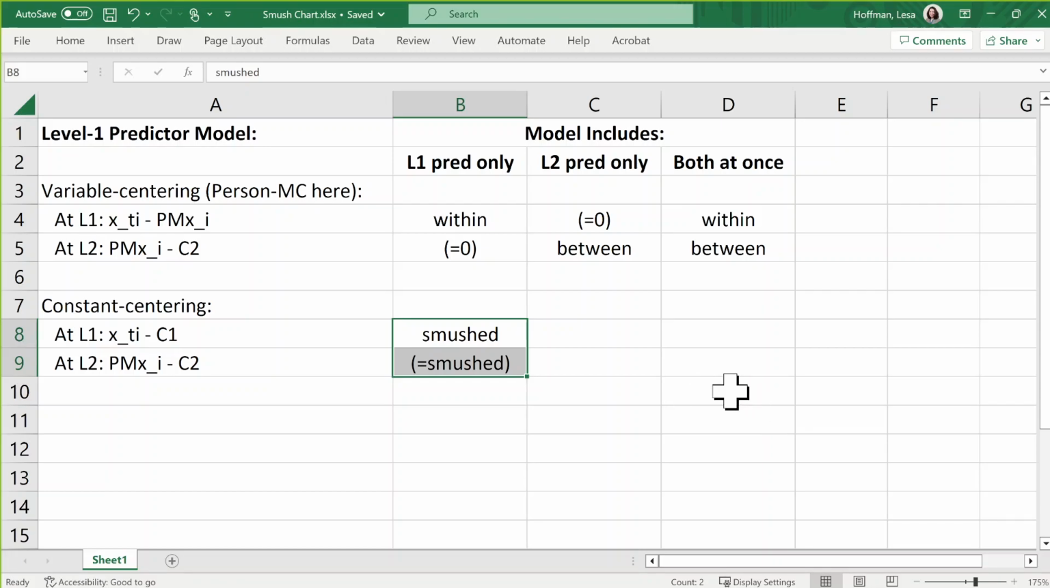Lisa, yes. I have a question related to this because we have seen that the smush effect is a weighted combination of the level 1 and level 2. Is that the same as assuming both effects are the same number? The smushed effect is neither the within nor the between, but a weighted combination, just like you said. But it would be the same weighted combination at both levels.